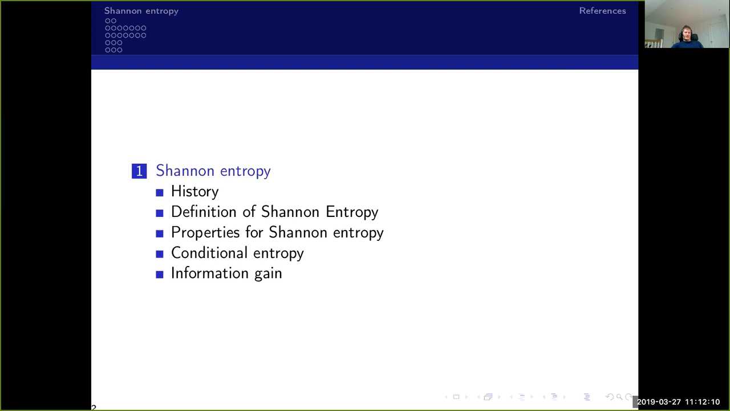So we'll start with the history, then continue with the definition, and then a few properties, and then we'll introduce conditional entropy, and finally we will cover information gain.